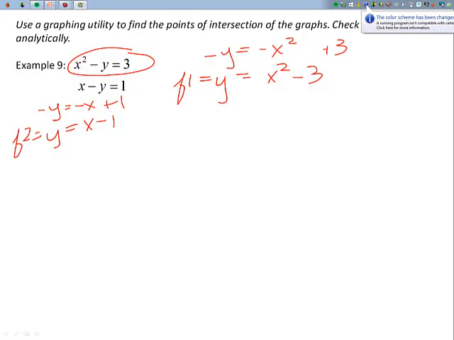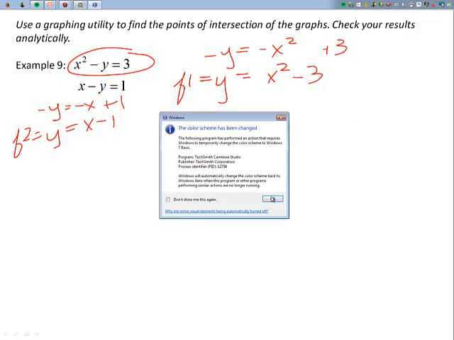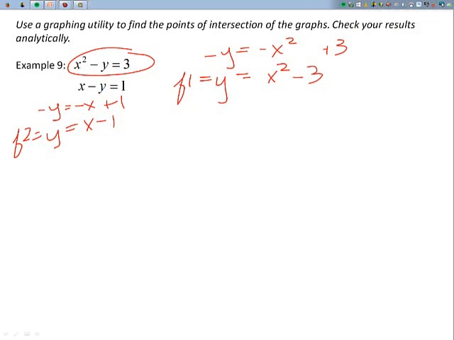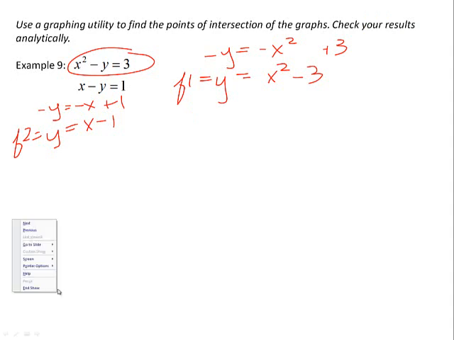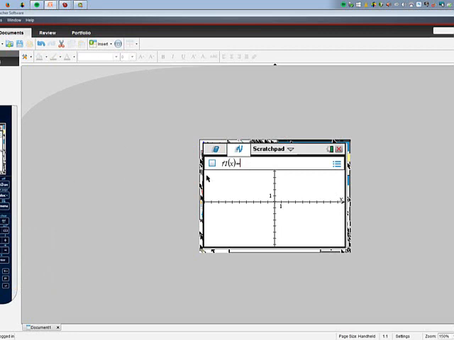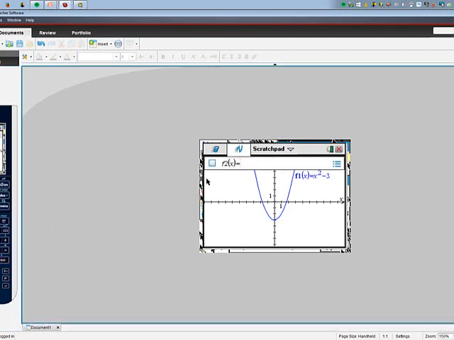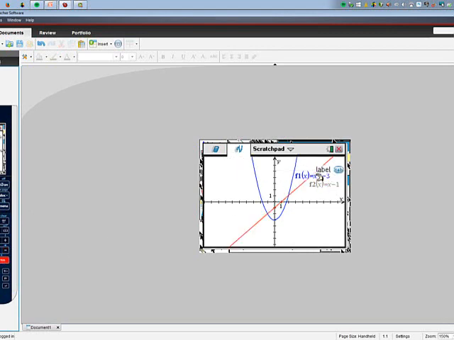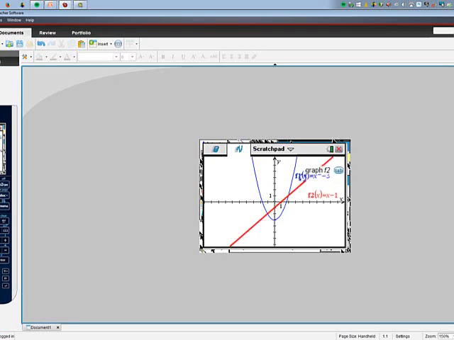So from here, we're going to go ahead and put this into our calculator. I'm going to put in x squared minus 3, hit enter, and then I am also going to put in x minus 1, and hit enter. Now, I want to use the calculator to help me calculate those points of intersection.